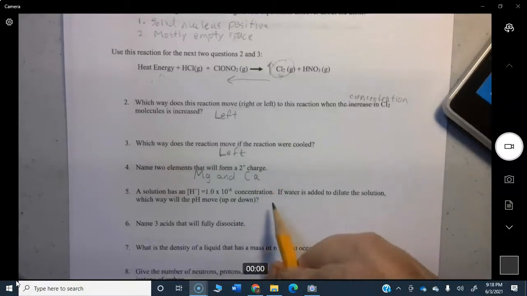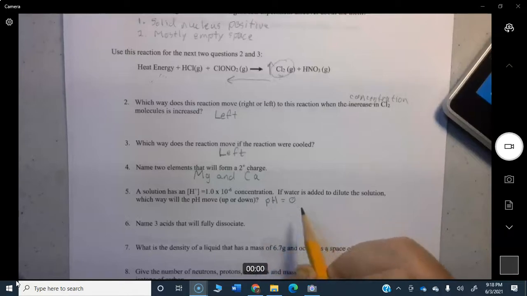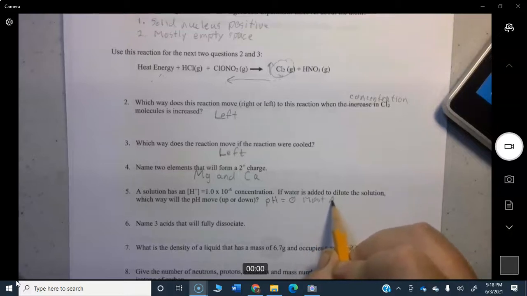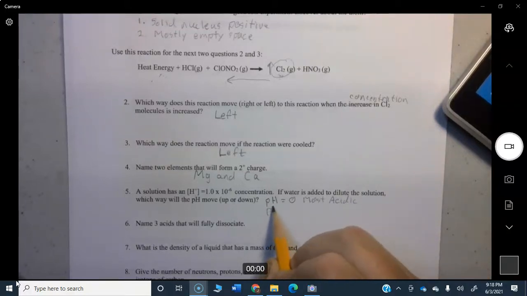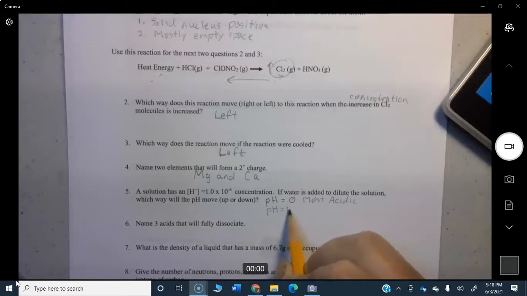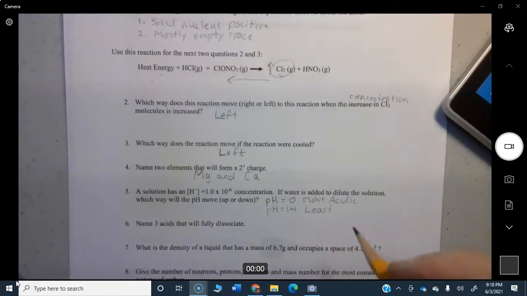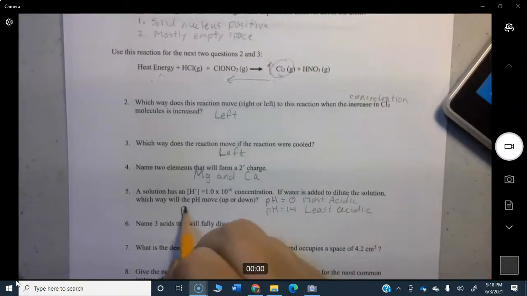So remember, pH of 0 is most acidic, and pH of 14 is least acidic. So this acid in this example is going to become less acidic. That means for this one, the pH will go up.